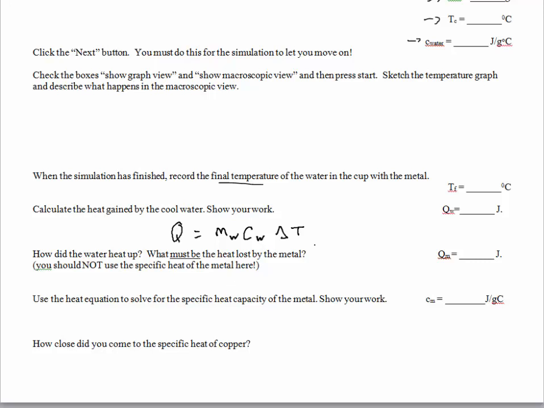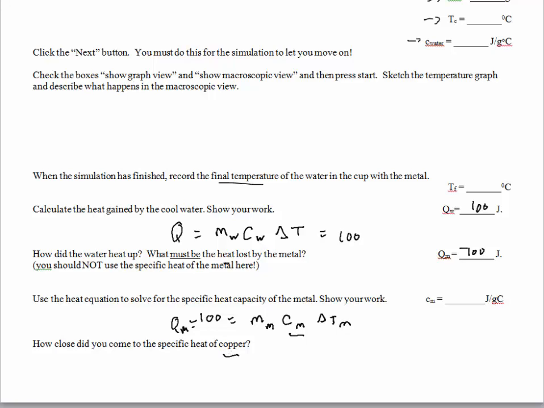Then you're going to say, well, if this number is, for the sake of argument, equal to 100, then the heat lost by the metal must also be equal to 100. So whatever number you have right here is also going to go right there. Technically it is negative. Then I know that the metal lost some heat, so that's going to be equal to the mass of the metal, the specific heat of the metal, and the change in temperature of the metal. And all you're going to do is solve this for specific heat and compare it to how close you got for copper.